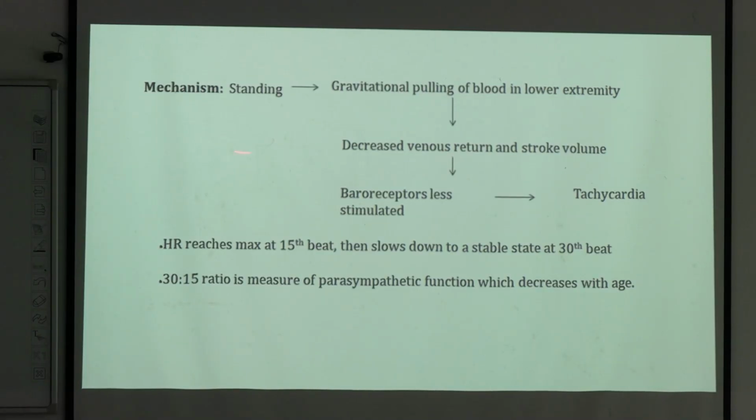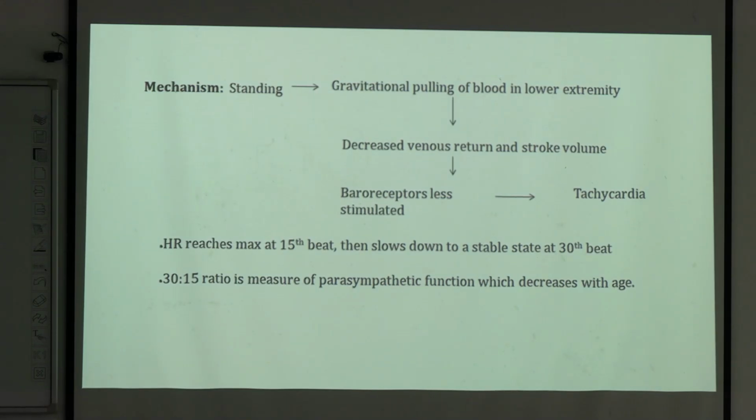So, what is the mechanism? Immediately after standing, gravitational pulling of blood into the lower extremity decreases venous return and stroke volume, baroreceptors are less stimulated and there is tachycardia. Okay, there is tachycardia. Heart rate reaches maximum at the 15th beat, then it slows down and stabilizes at the 30th beat. This is why the 30th beat and 15th beat are taken. So, the 30:15 ratio is a measure of parasympathetic function and it decreases with age.